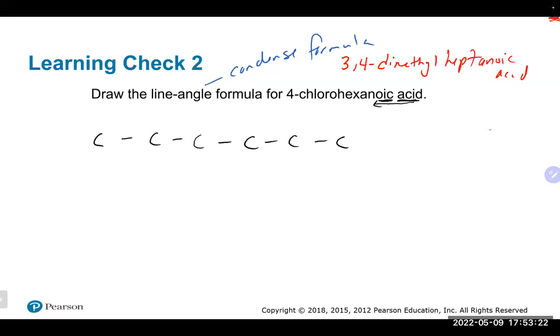Since we know it is going to be a carboxylic acid group, you can put it on either side. I'm going to put it on the right-hand side there at the end. That pretty much takes care of that part of it. Now, since we have this functional group here, that definitely is going to be carbon number 1 for me. So I'm going to go 4 carbons over to the left, and that would put a chlorine group there. So 1, 2, 3, and 4.